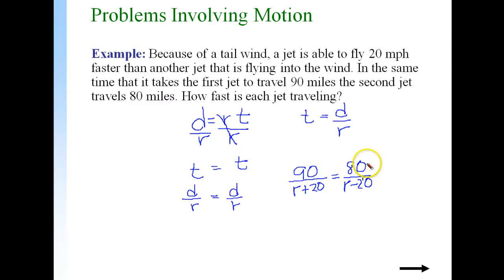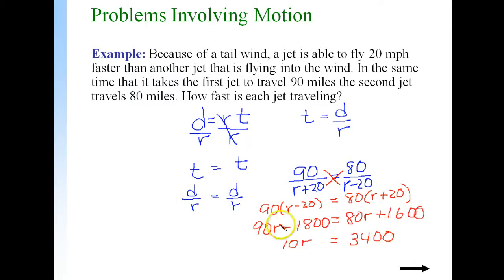And one of the things we may or may not have mentioned before is that when you have a fraction equals a fraction, one of the techniques we could use is to what we call cross multiply, like so. So this is going to be 90 times r minus 20, and this is going to be 80 times r plus 20. And we just need to solve that.